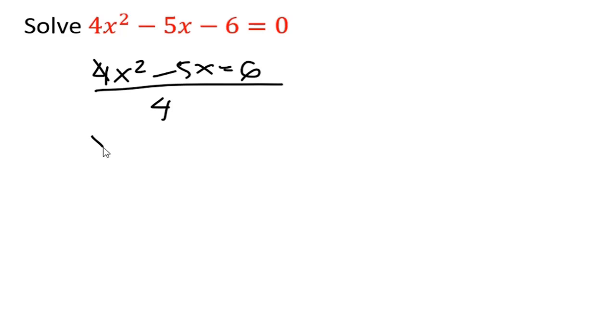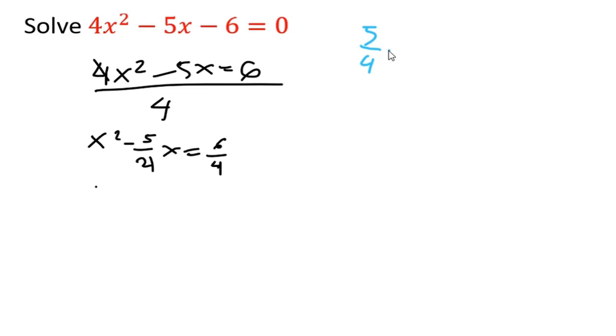So, matitira ay x square minus 5 over 4 x equals 6 over 4. Okay, then gawin natin perfect square trinomial. Paano? Kunin natin yung b. Saan yung b dito? That is 5 over 4.